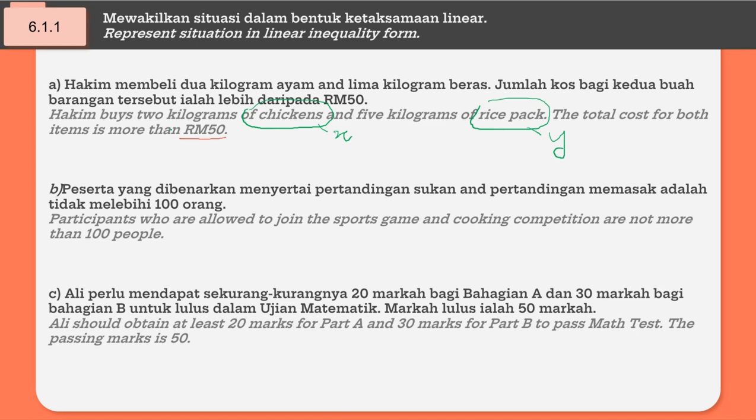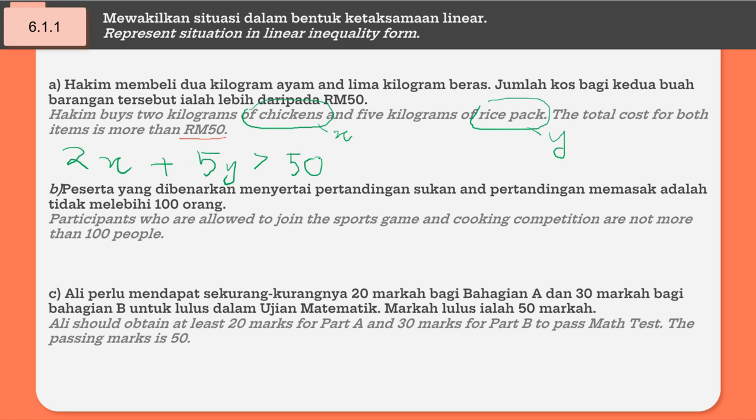We do have 2 kilograms of the chicken, so that means we have 2x here. And then plus we have 5 kilograms of rice pack, that means we have 5y here. So the total cost, we need to add them both, is more than 50. So this one is the first answer of the inequality: 2x + 5y > 50.